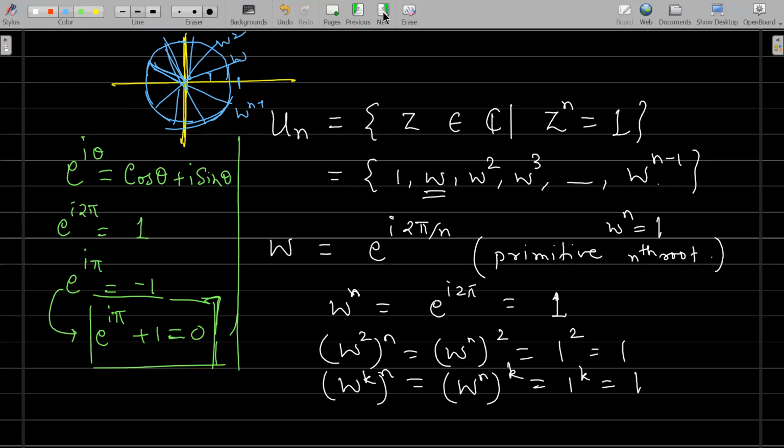So what can I say now? U_n is itself a group, and it is a subset of the complex numbers C star. So I can say U_n is a subgroup of C star. Is that fine? Okay. So shall we go ahead? Yes, sir.